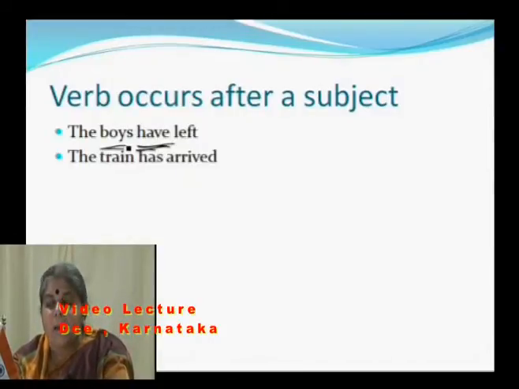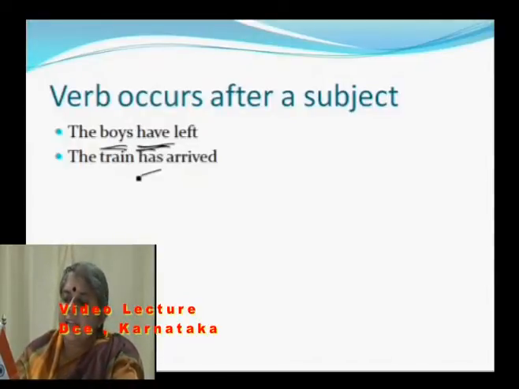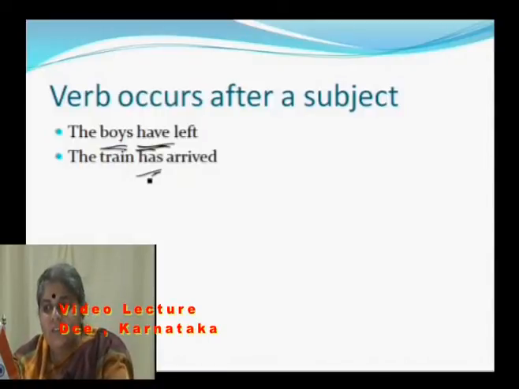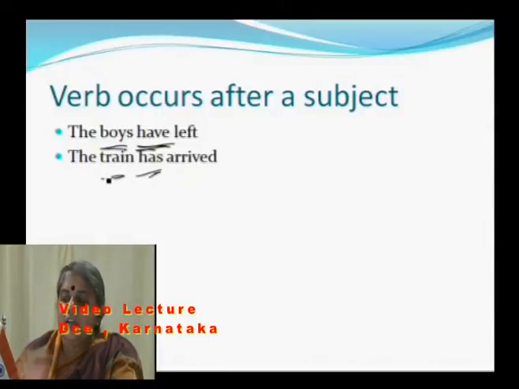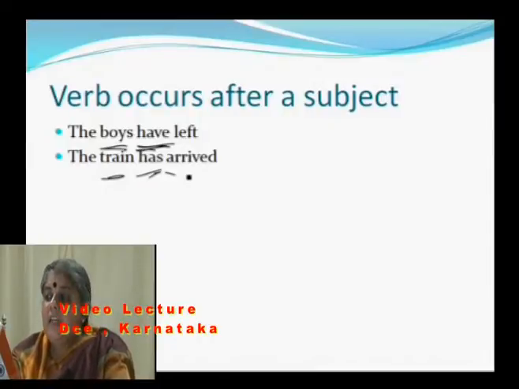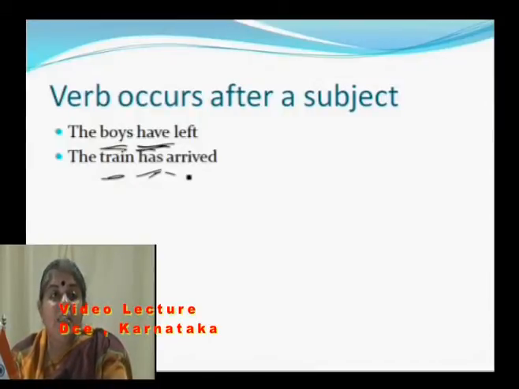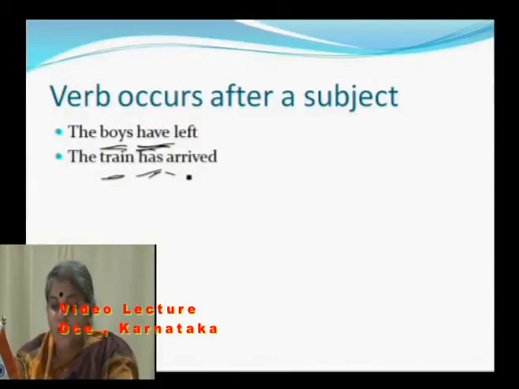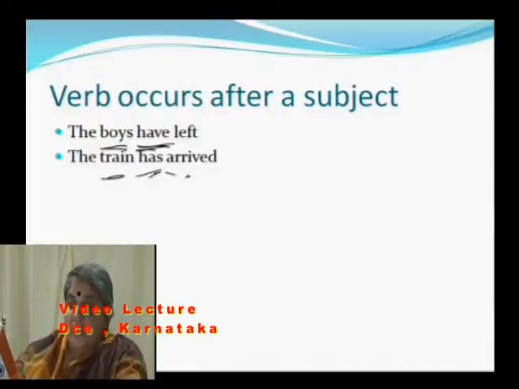The second example, the train has arrived. Yes, has is a primary auxiliary. Train is what? The subject. Now, this has is a primary auxiliary, arrived is a lexical verb. Now, where has the verb occurred in this particular sentence? The verb has occurred after a subject. This is the first positioning of the verb that you can identify and you have to understand.